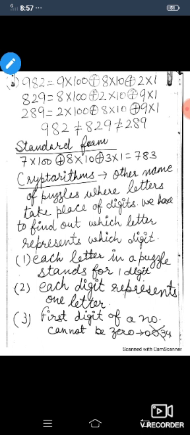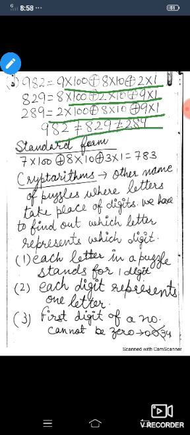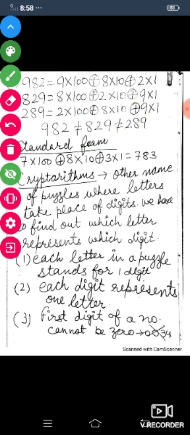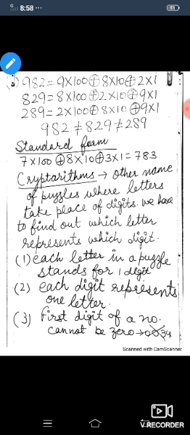By reversing the order of the digits, we get 829. It is equal to 8 into 100 plus 2 into 10 plus 9 into 1. Again, 289 can be written as 2 into 100 plus 8 into 10 plus 9 into 1. So, 982 is not equal to 829 is not equal to 289. We will use this technique in one of our questions later on.